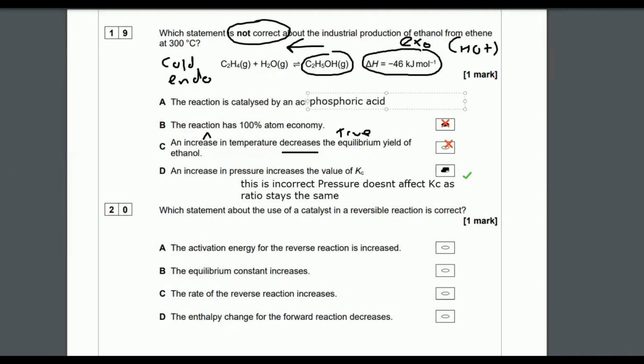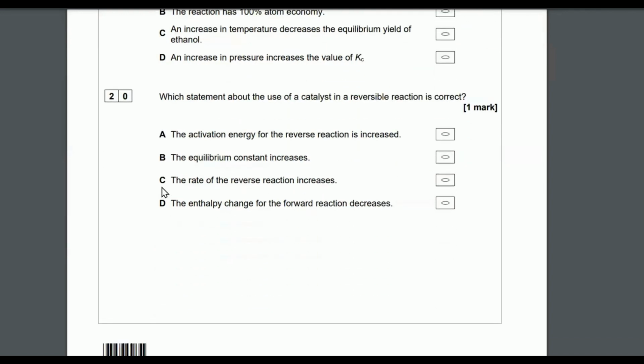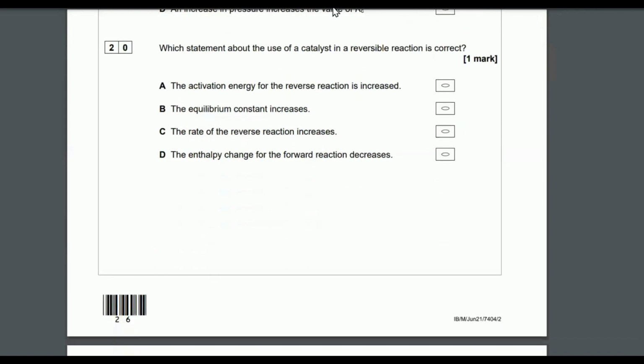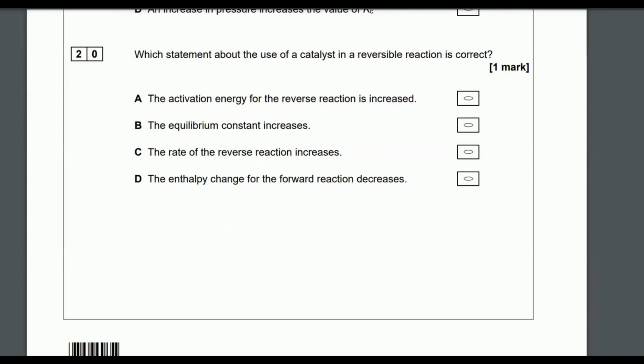Okay, let's look at 20. Which statement about the use of a catalyst in a reversible reaction is correct? The activation energy for the reverse reaction is increased. Now, you don't increase the activation energy. Of course, catalysts lower the activation energy.